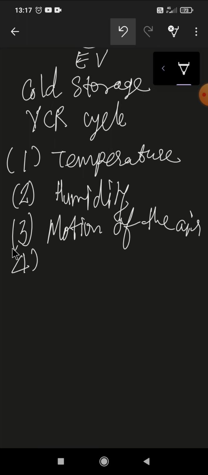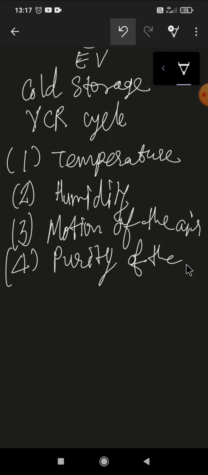Then fourth is purity of the air. It is also an important parameter because impure air may badly affect the quality of food products stored in it. Suitable measures are taken to ensure purity of the inside air. So these are the various factors which need to be taken care of in a cold storage.